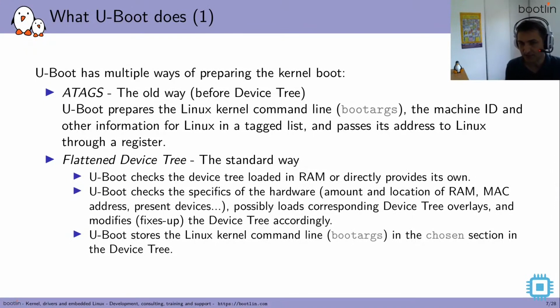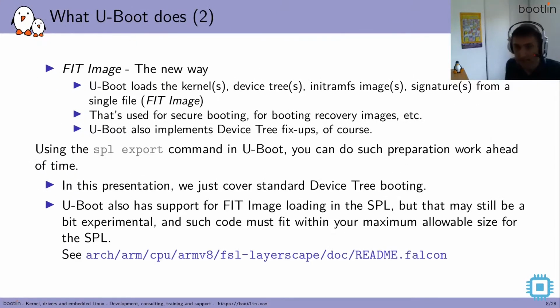The second way is the flattened device tree way, FDT, the standard way. In this case, U-Boot checks the device tree loaded in RAM or directly provides its own from its own source code. Then it checks the specifics of the hardware, like the amount and location of the RAM, the MAC address, the present devices, and possibly loads corresponding device tree overlays and fixes up the device tree accordingly. U-Boot also stores the Linux kernel command line, again the bootargs variable, in the chosen section of the device tree.